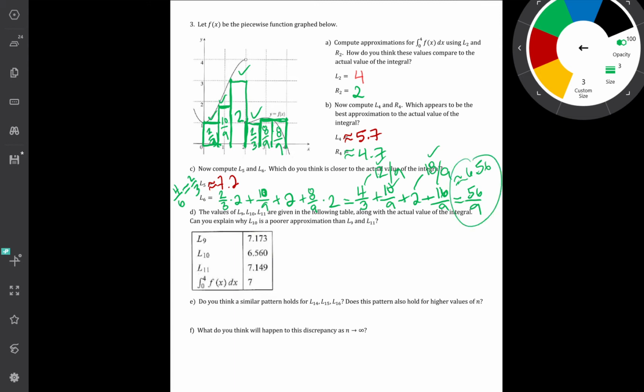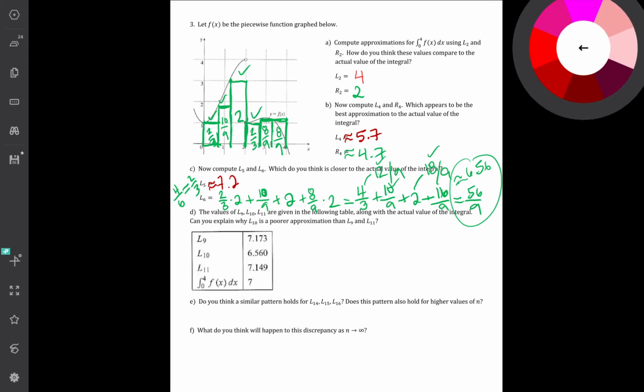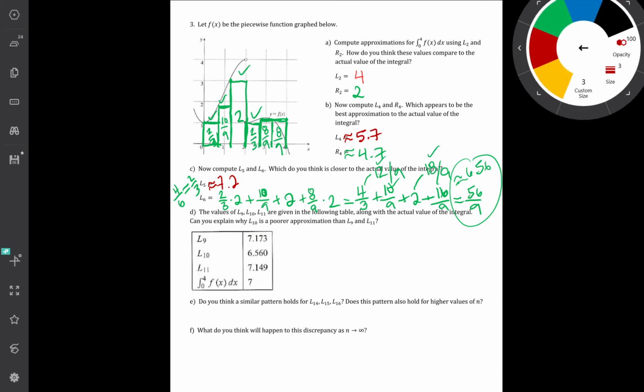So, picture-wise, I think both of those are doing a little bit better. It's hard to see, but I would say the red one caught a little bit more of what we've been missing, maybe. So part D actually gets into that a little bit more. It gives you some values. If we know that L sub 9 is 1.73, L sub 10 is 6.56, L sub 11 is 7.149, and then we're finally given what the exact area is.